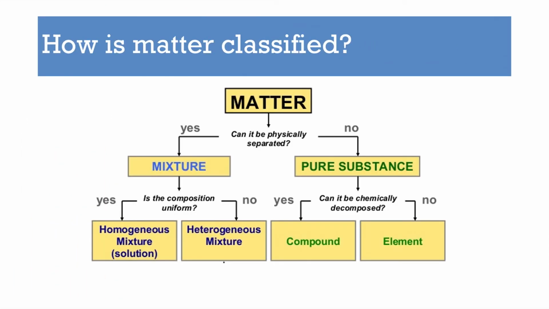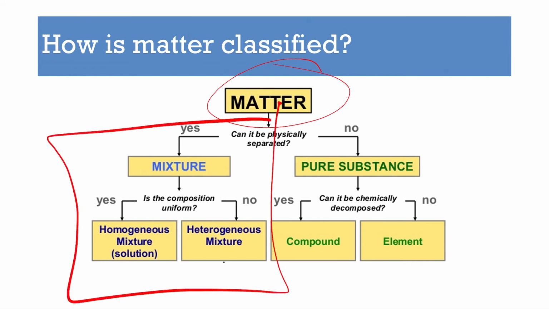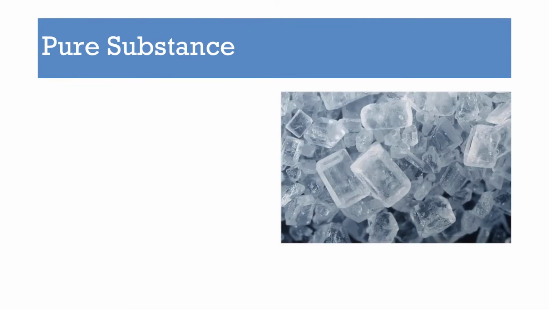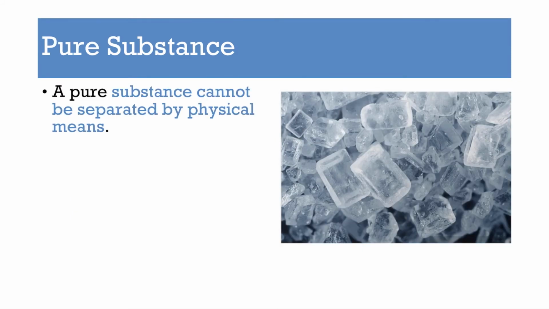Now, here again, we have our flowchart. So hopefully now this makes a little bit more sense. So again, if we know something takes up space and has mass, we know that it is matter. And then we're able to look at, can it be physically separated? And we just covered this. Again, we'll get into how to separate these mixtures later on. But we still got to talk about pure substances. And so a pure substance is anything that cannot be separated by physical means.